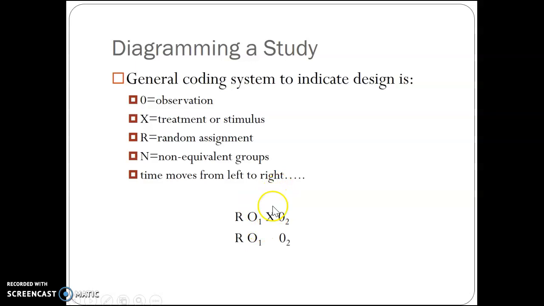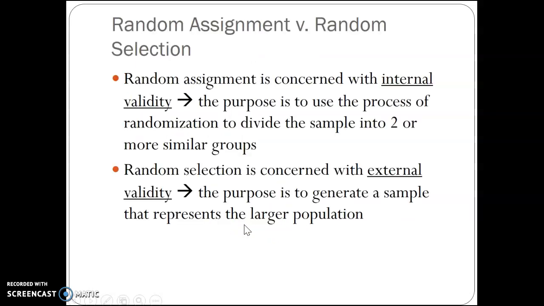Okay, and the treatment occurs in between, as a matter of time, between the first and second observations. You've seen that before, certainly. There's a distinction between random assignment and random selection. This is important. Note the purpose behind each of these. There's a different purpose behind why you randomly assign and why you randomly select.